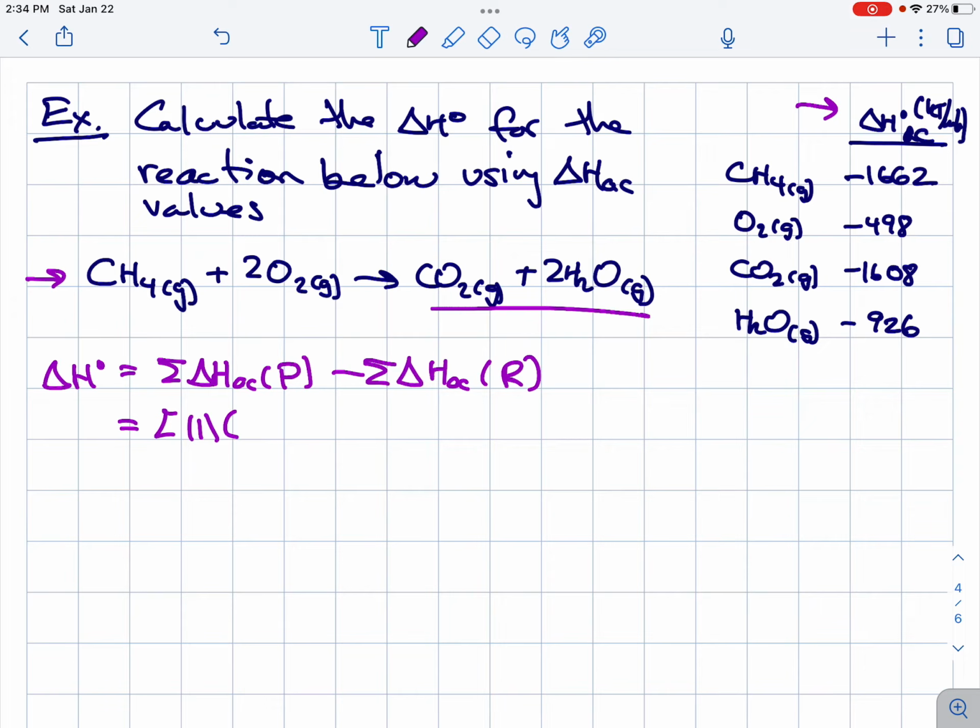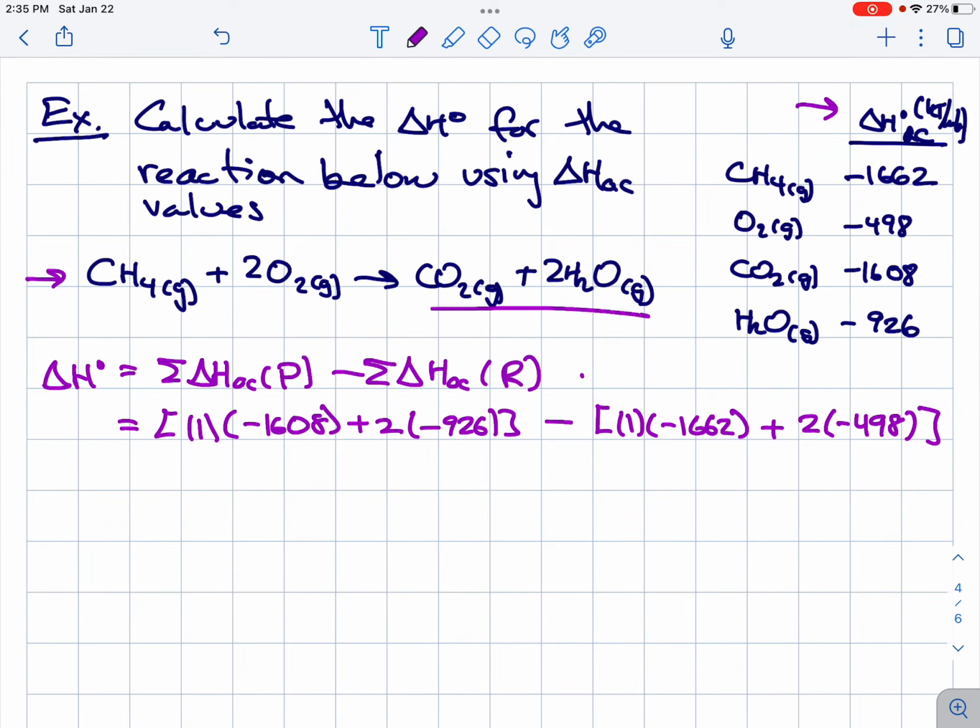So we're going to do 1 mole of CO2, which is minus 1608 kilojoules per mole, plus 2 times the water value, which is minus 926 kilojoules per mole. And then there's a minus sign here, and you've got to be careful. This minus sign has to apply to all the reactants. So I always like to use brackets here and do 1 times negative 1662 plus oxygen, which we've got 2 of those, times 498, minus 498.